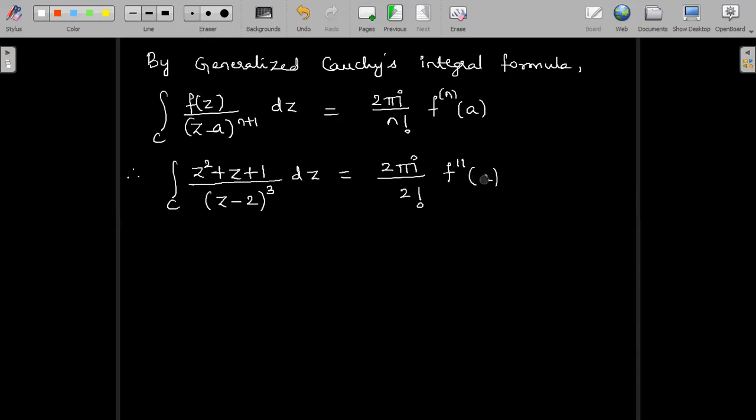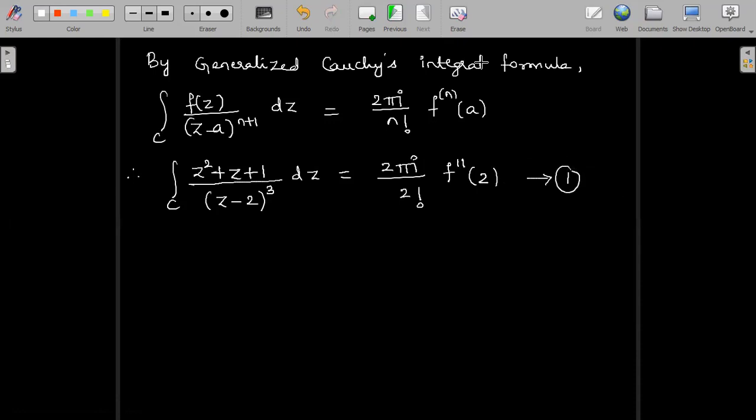If we have n equal to 3, we will write triple dash, meaning we are differentiating that many times. So n represents the number of differentiations. Of course, here I can write down the value of a also: a is equal to 2. So we now need to find f double dash of 2 and come back to substitute. Let me call this equation 1.